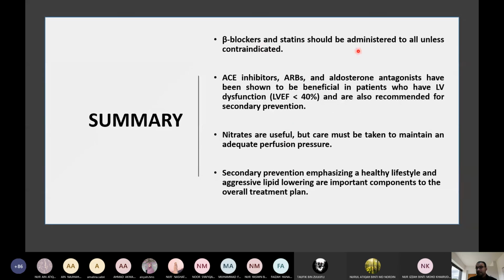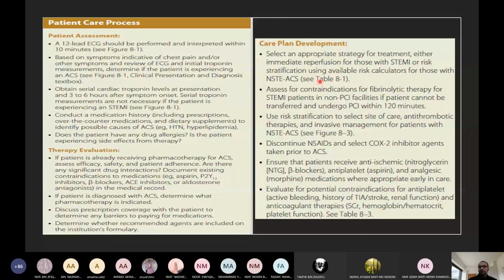The beta blocker and statin are for almost all. The ACE inhibitor, ARB, and the steroid antagonist will be for a subset of patients, as we highlighted. The nitrates are useful as supportive measures, and secondary prevention, focusing on lifestyle modification and lipid-lowering therapy and adherence to the long-term therapy, is of paramount importance in given cases. I think this one you can read on your own.